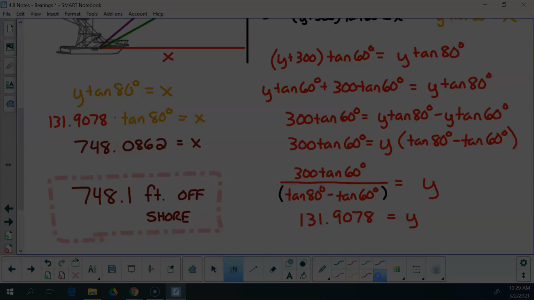Tomorrow we'll be doing more word problems. Thursday we'll be doing more word problems. Friday we'll be doing more word problems. Okay? It's all word problems from here on out. Okay? Until we get into vectors.